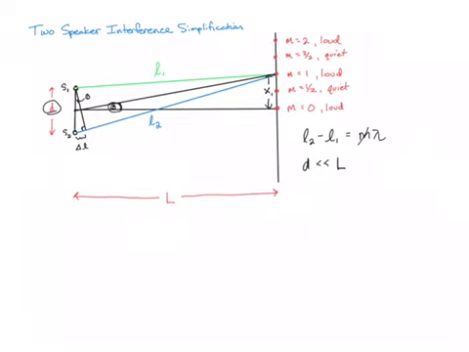And so then what happens is that D times sine theta is going to equal that delta L value, which, as we said earlier, needs to equal m times lambda. And so now we just know that D sine theta equals m times lambda, once again, as long as D is a much, much smaller value than L.